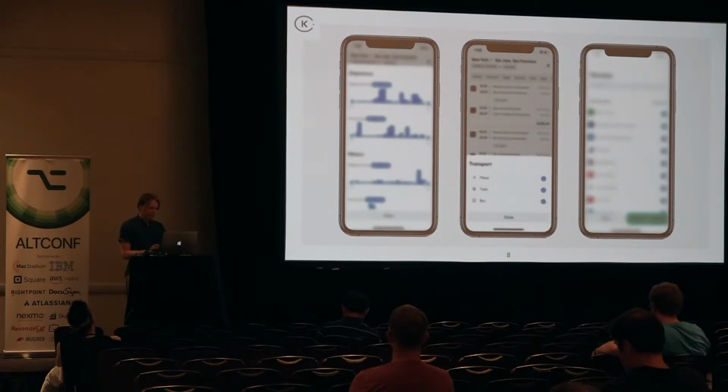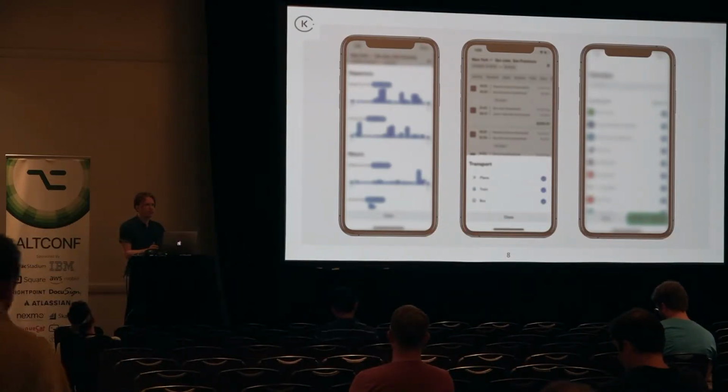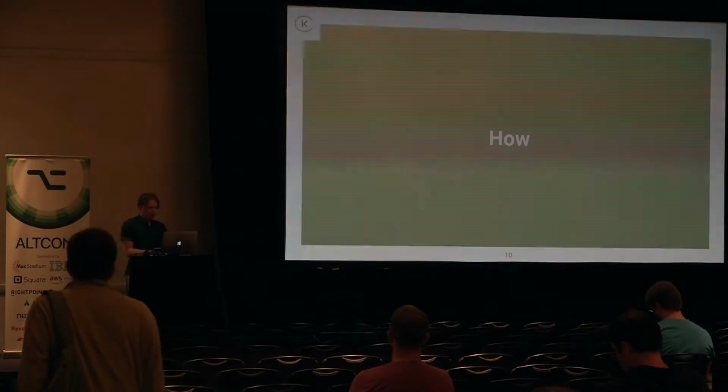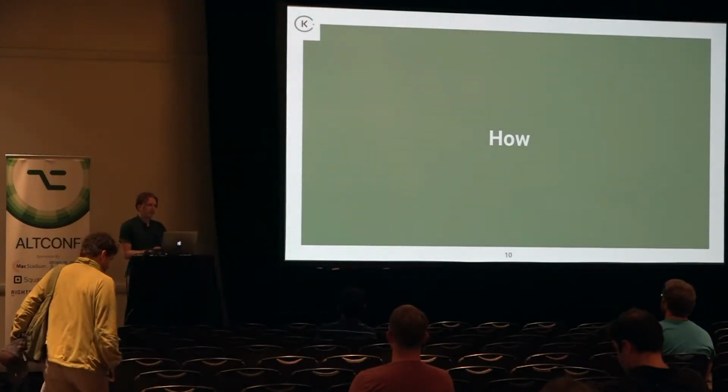So what I tried to do was make all these selections, use all these filters just by speaking one sentence to the app. And so how would you do that?